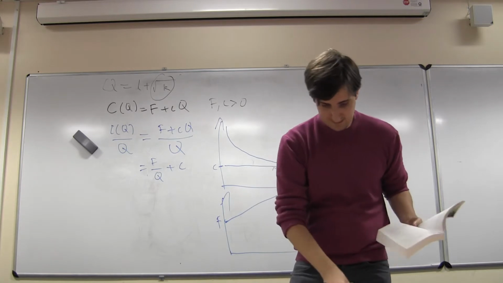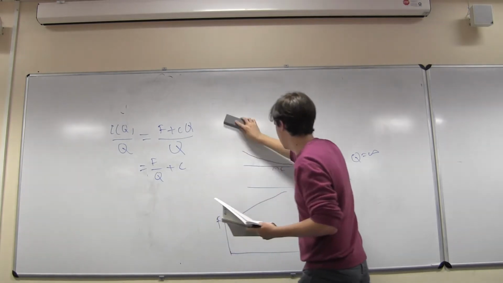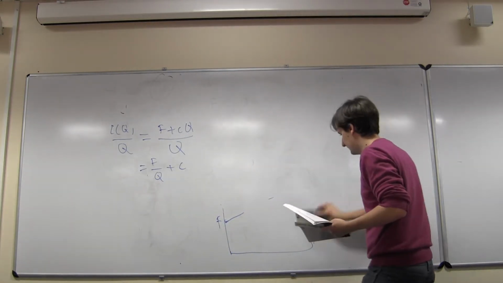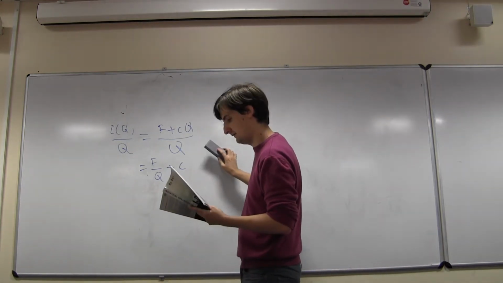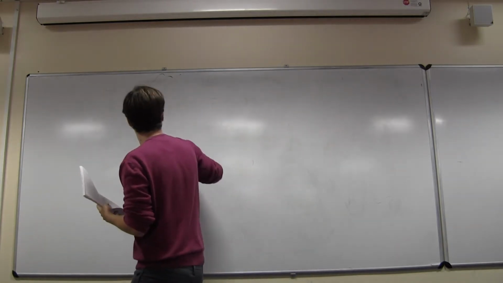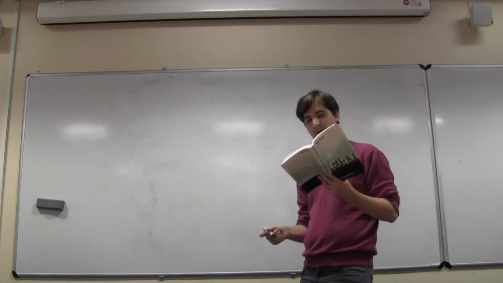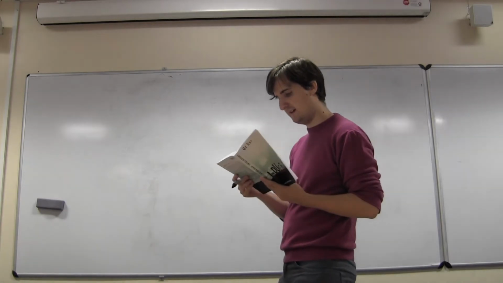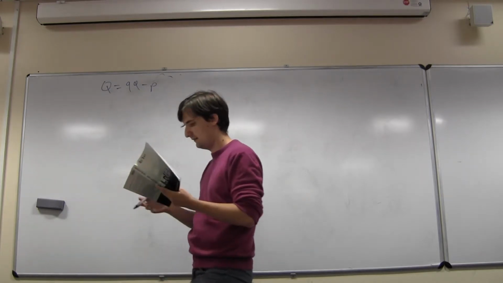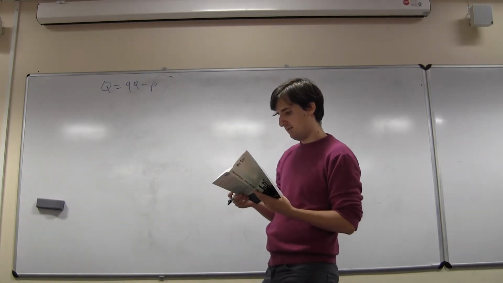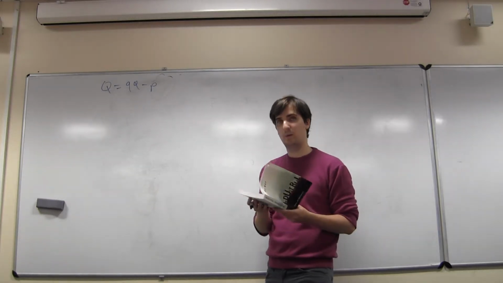So what was next? 3, 4, 5. So the next question said, consider demand function Q is 99 minus P. And this is about elasticities. So it says, at what output level does the elasticity equal minus 2?